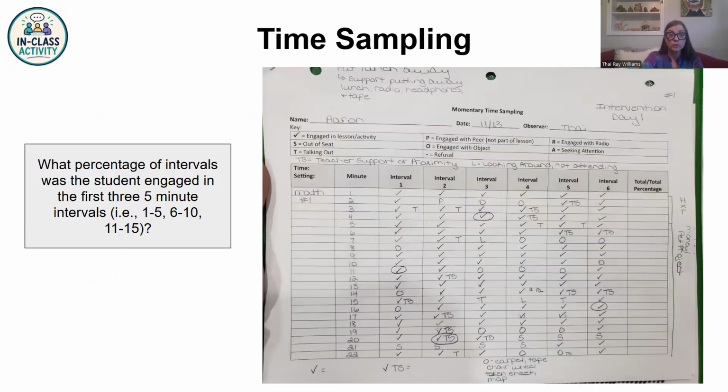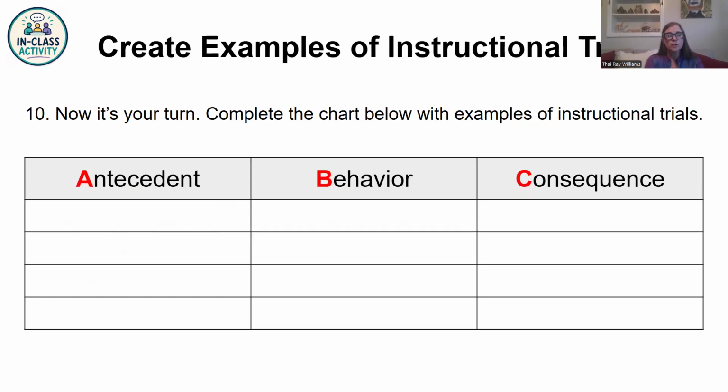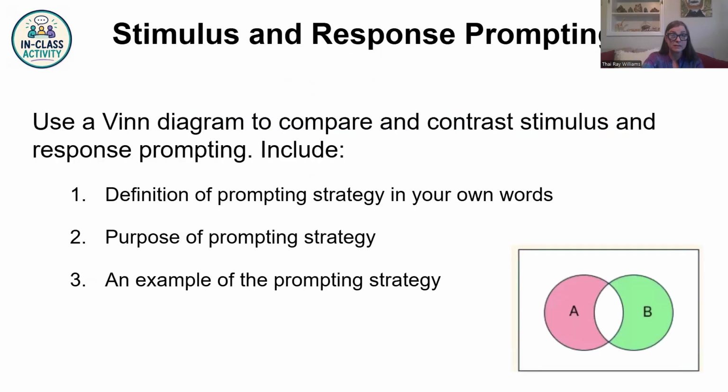You're also going to work with a partner where you look at an actual data sheet from some research I did, and you are going to do some time sampling analysis of it, because this is curriculum and assessment. During one of the videos, you are going to give examples of an antecedent, a behavior, and a consequence, and then you're going to work with a peer to look over those and compare and discuss them. You're also going to do a Venn diagram comparing and contrasting stimulus and response prompting.